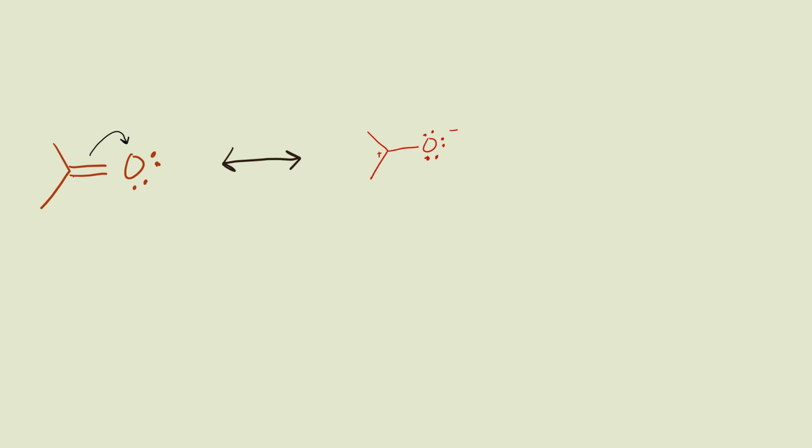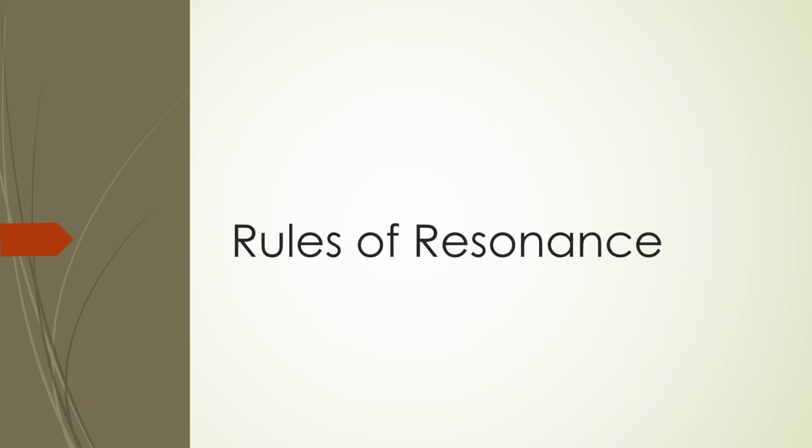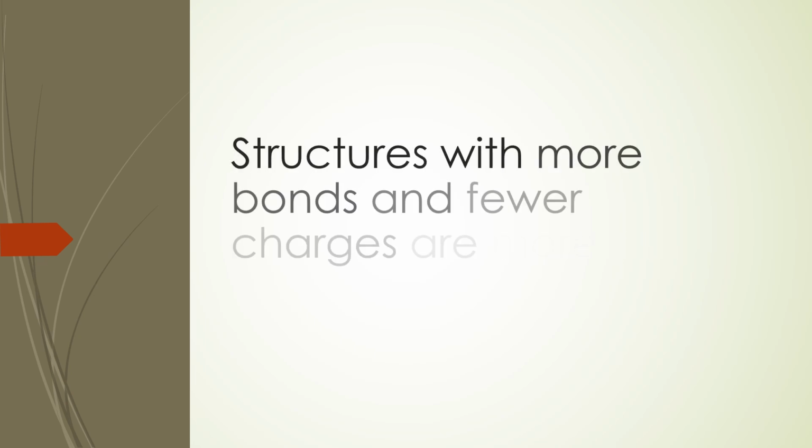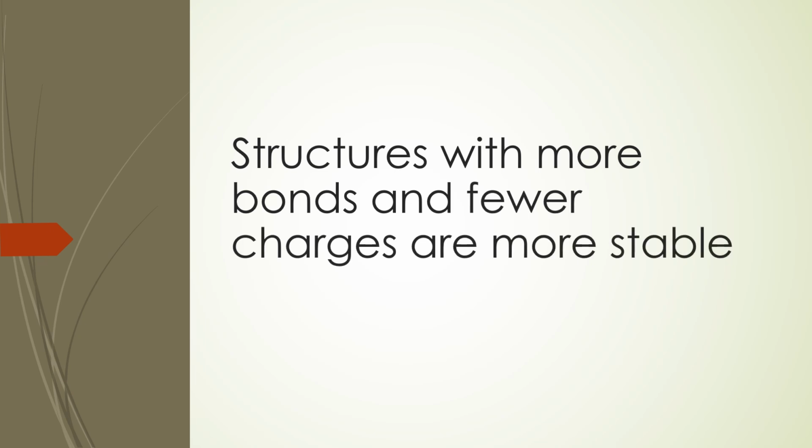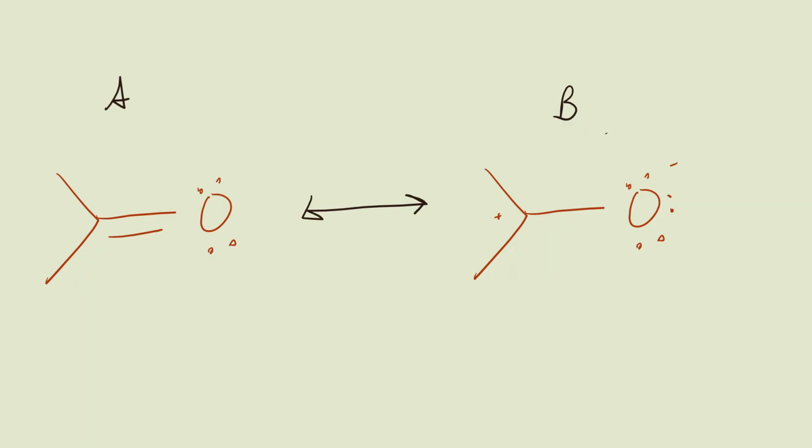There are a few rules of resonance that we can use to determine what structure is the most stable. Structures with more bonds and fewer charges are more stable. Even though structure B does place the negative charge on the more electronegative atom, structure A has no charges due to the double bond, so it's more favorable than B.